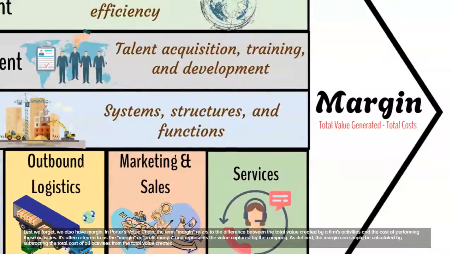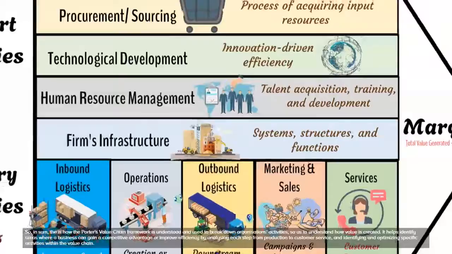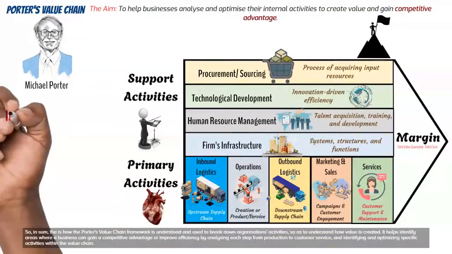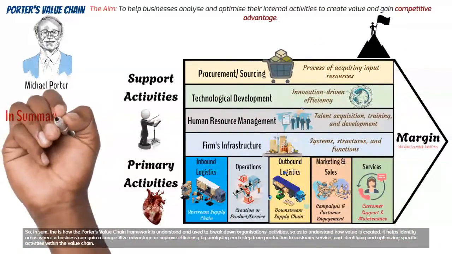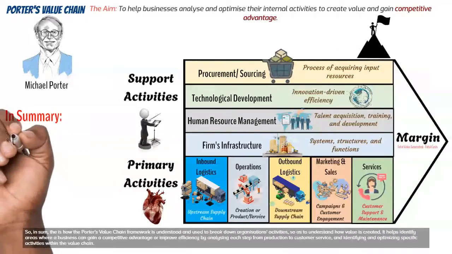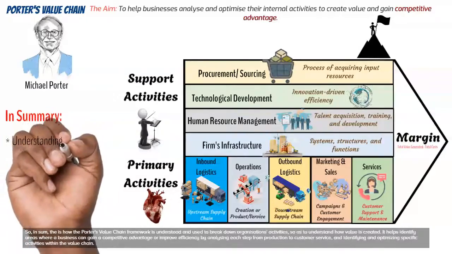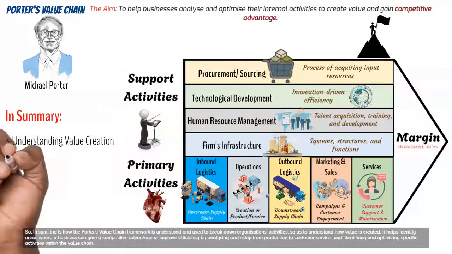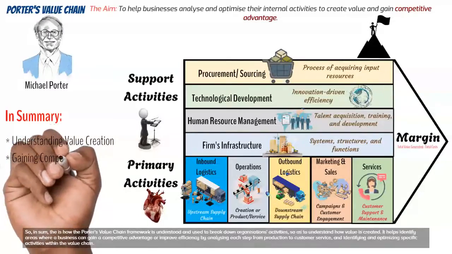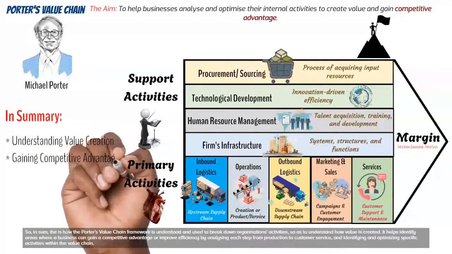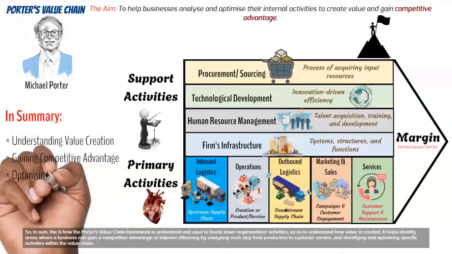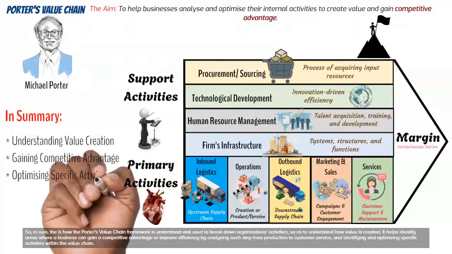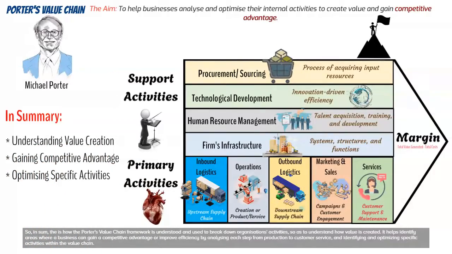So, in sum, this is how the Porter's value chain framework is understood and used to break down organizations' activities, so as to understand how value is created. It helps identify areas where a business can gain a competitive advantage or improve efficiency by analyzing each step from production to customer service and identifying and optimizing specific activities within the value chain.